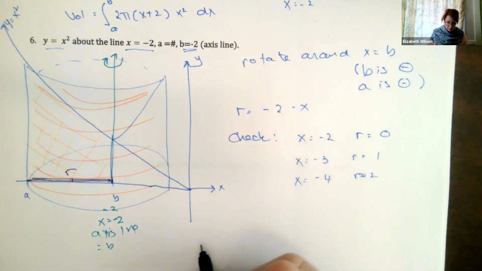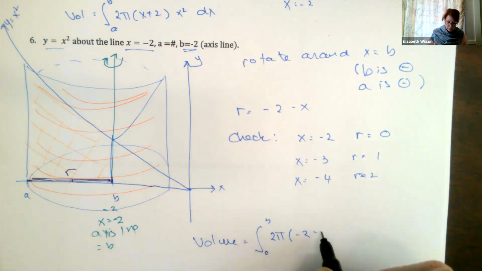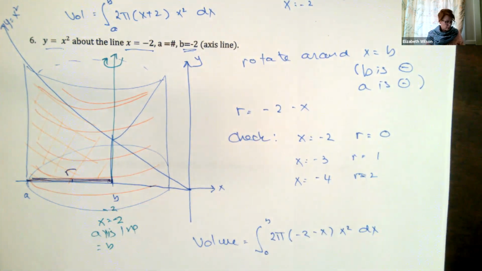And again, our volume, we go from a to b, 2 pi times (minus 2 minus x) times x squared dx. Kind of work your way through it. Phew, a lot of things to think about.